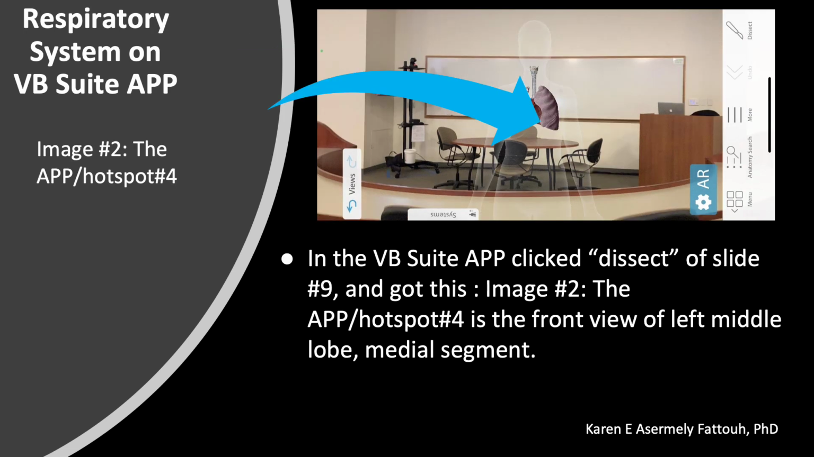In this image, this is image number 2, which is the respiratory system. And what I did is I clicked dissect of slide number 9 and got this image. And the hotspot number 4 of image number 2 is the frontal view of the left middle lobe medial segment. Just follow the blue arrow. It's pointing to the medial segment of the left lung.